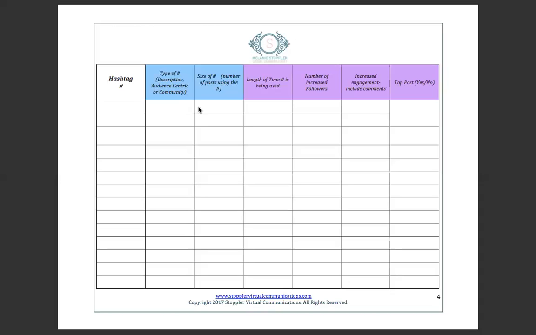And lastly, we've got the top post column. So I like to record each time I post. What I do is just keep a running total. So if it's the 5th time I've used that hashtag, and I've only made it into the top post twice before, but today I got in, that would be 3 out of 5 posts got into the top post.